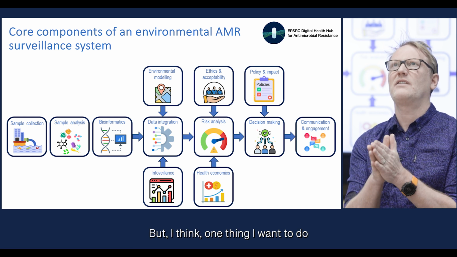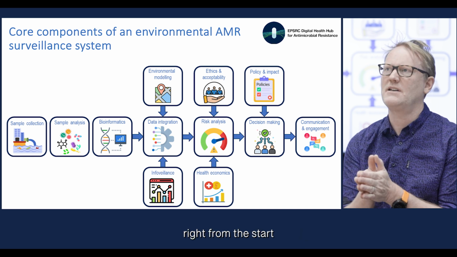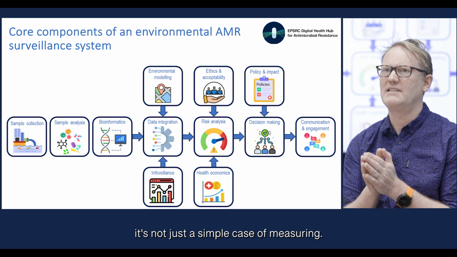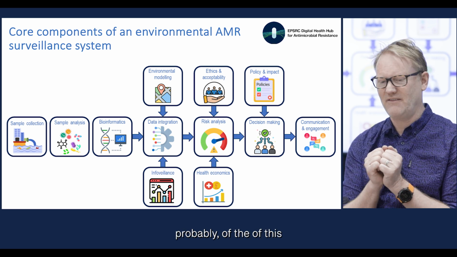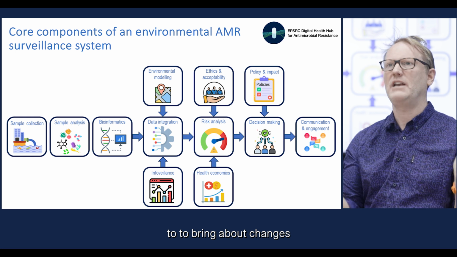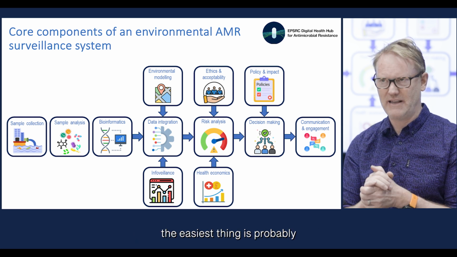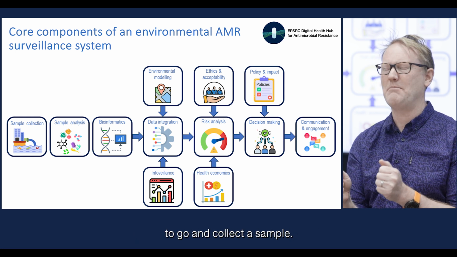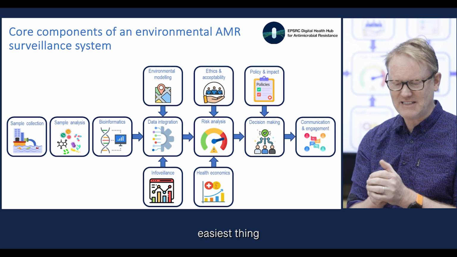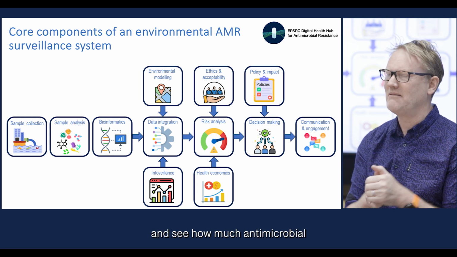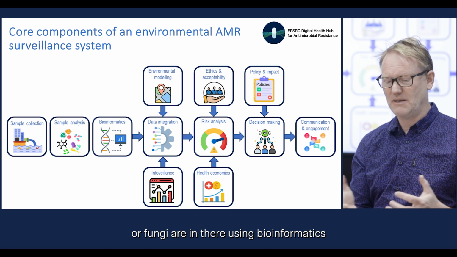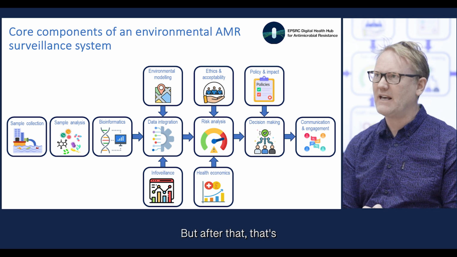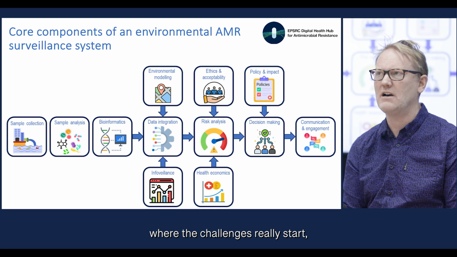But one thing I want to do right from the start is say it's not just a simple case of measuring. The easiest thing to bring about changes to antimicrobial resistance in the world is probably to go and collect a sample. Then the next easiest thing is to analyze it and see how much antimicrobial resistant bacteria or fungi are in there, using bioinformatics or other things. But after that, that's where the challenges really start.